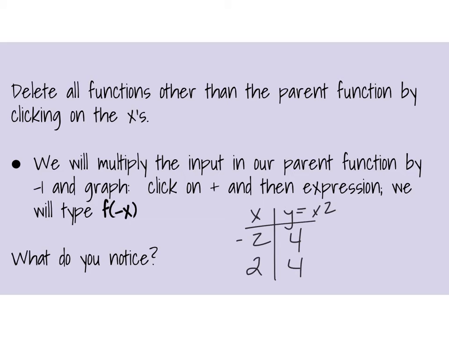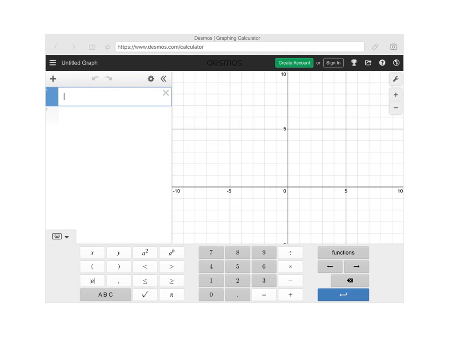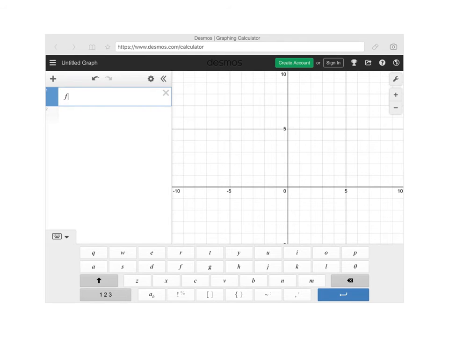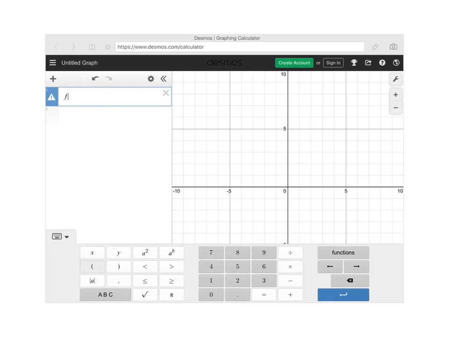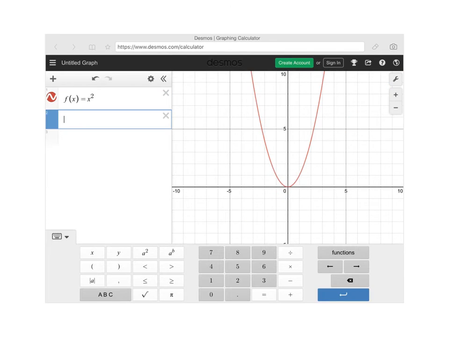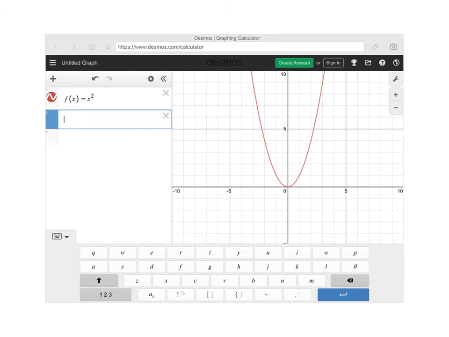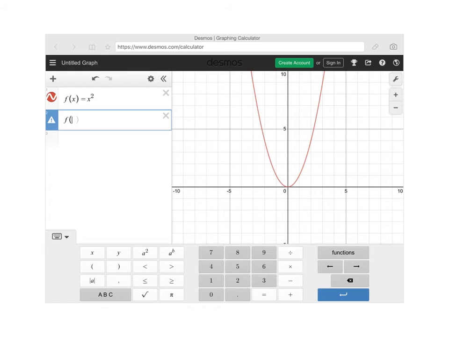Let's see. I'm going to show right now. A Desmos screen. Start the graphing. We're going to start with f of x equals x squared. Then we're going to add another expression, and this time we are going to multiply our input by -1. This time I'll just write the negative sign, you'll see, same thing. So what happened? The line turned blue.